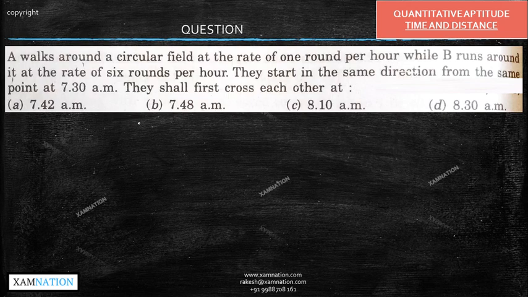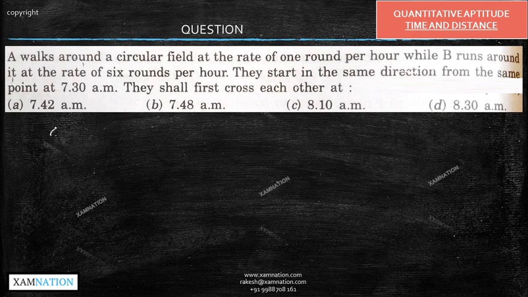Okay, so let's see the next question. A walks around a circular field at the rate of 1 round per hour, while B runs around it at the rate of 6 rounds per hour. They start in the same direction from the same point at 7:30 a.m. They shall first cross each other at, okay, fine.